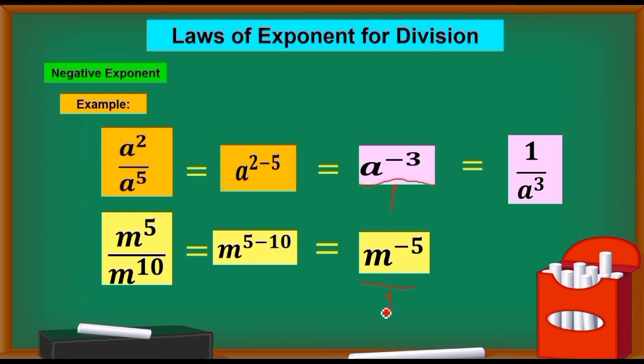At yung denominator ang gagawin nating numerator. At mapapalitan na po ang sign ng exponent. So, the answer is 1 over m raised to 5. So, yun po ang ating negative exponent.